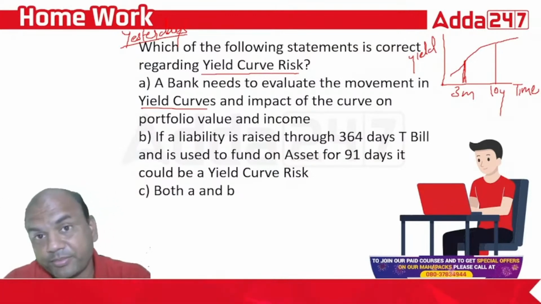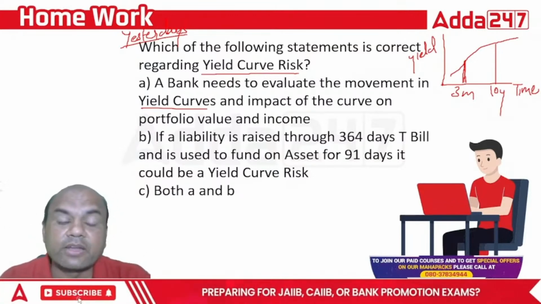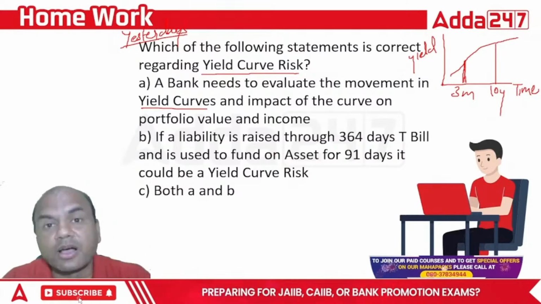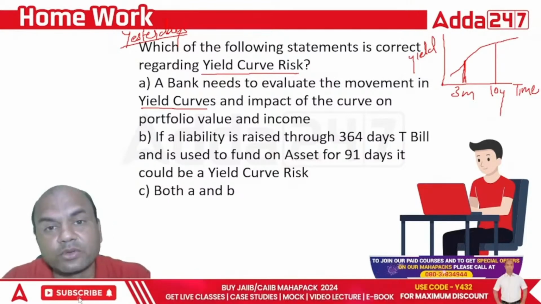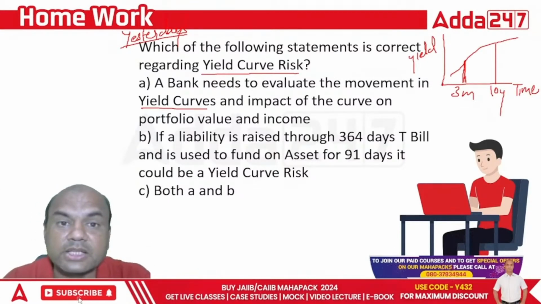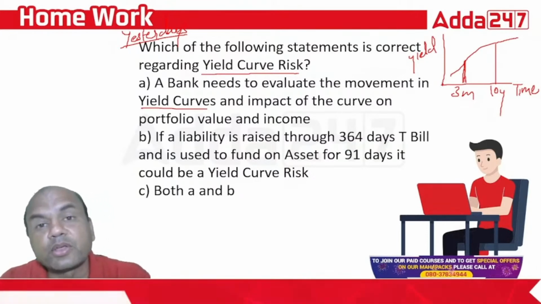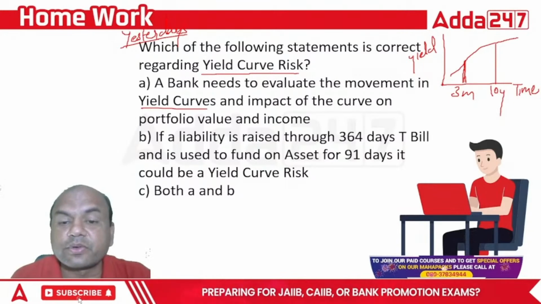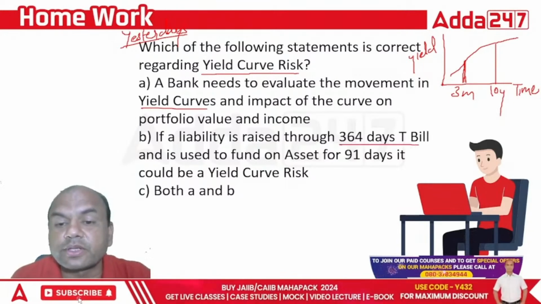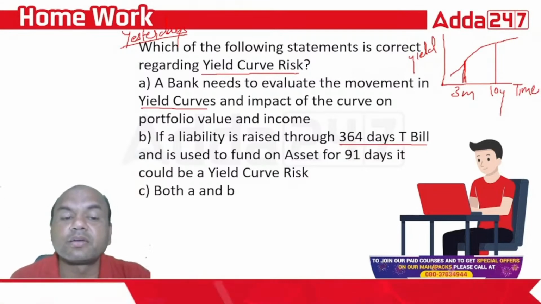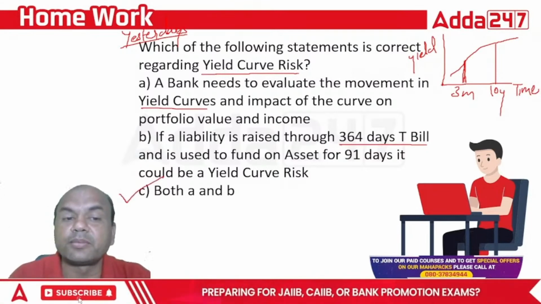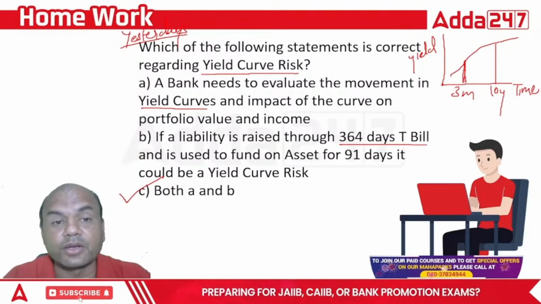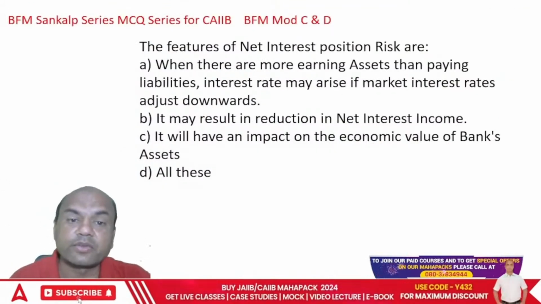I may be, because once this 91-day loan matures, again I need to refresh this loan. Again I need to give it to someone else. So will I be able to give it at the same rate? Because this liability is fixed at 364 days, the rate of interest is fixed for the liability, but the asset rate is changing. So I'll definitely be faced with the yield curve risk. So answer is C, both A and B. This was yesterday's homework. Let's start with today's part.